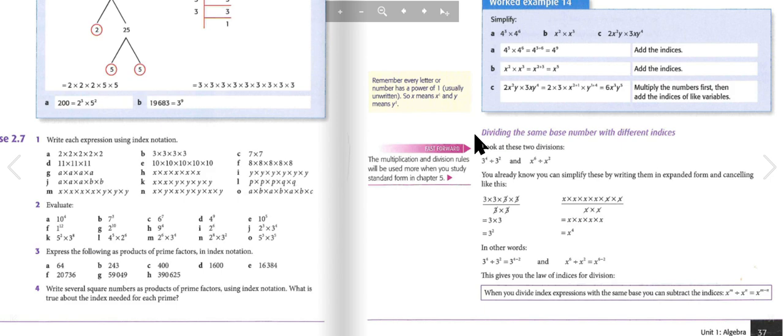Dividing the same base number with different indices. Look at these two divisions: 3 to the power of 4 divided by 3 to the power of 2, and x to the power of 6 divided by x squared. You already know you can simplify these by writing them in expanded form and canceling like this.